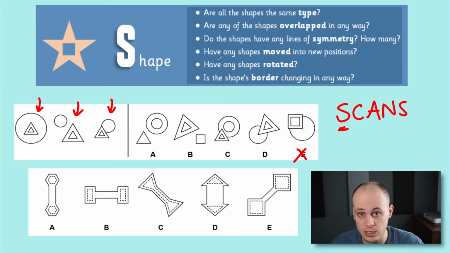Have any of the shapes moved into new positions? Well, yeah, some of them have. Some of the shapes are moved around. We've got a circle with the triangle inside, or we've got a circle kind of to the side of here.